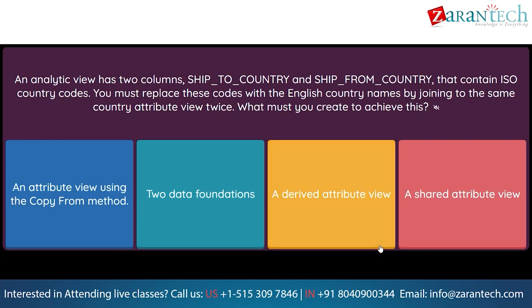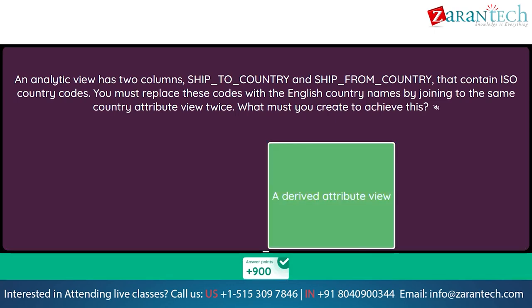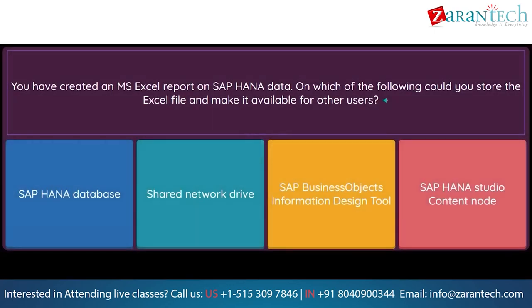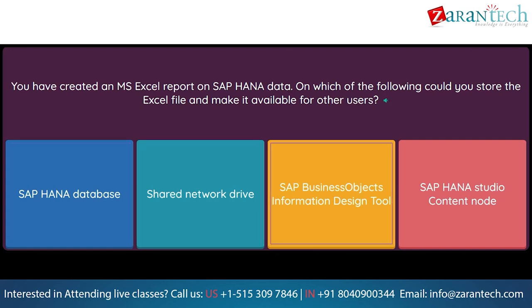Question: you have created an MS Excel report on SAP HANA data. On which of the following could you store the Excel file and make it available for other users? Option 1: SAP HANA database. Option 2: shared network drive. Option 3: SAP Business Objects Information Design Tool. Option 4: SAP HANA Studio Content Node.